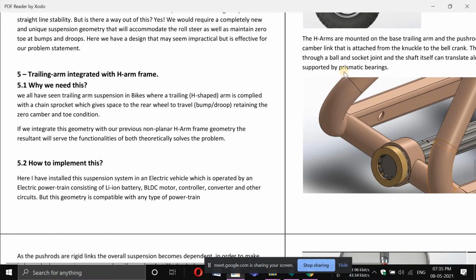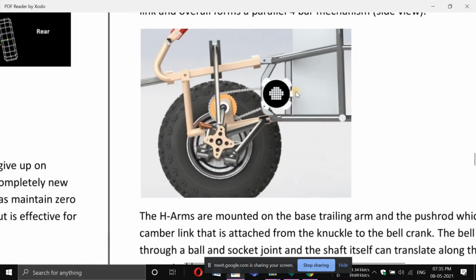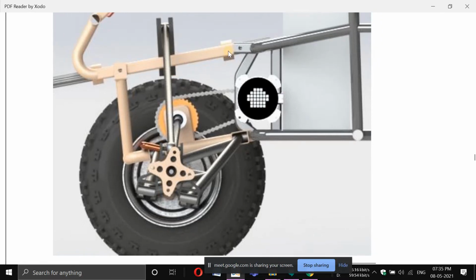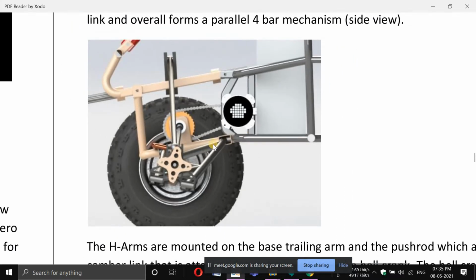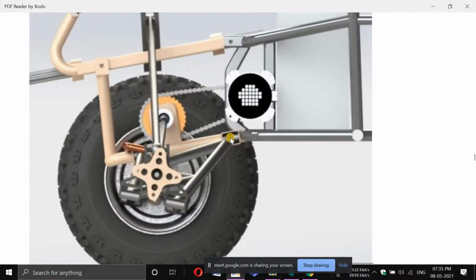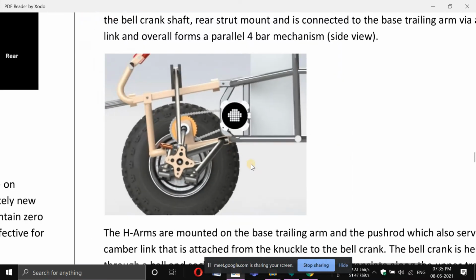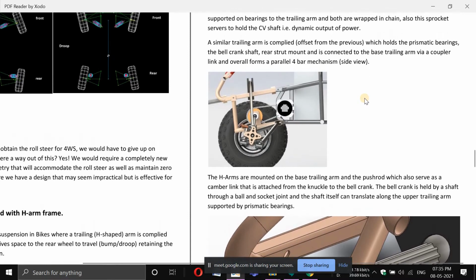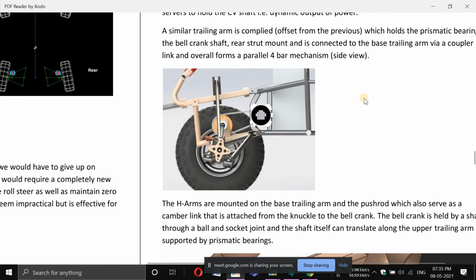In trailing arm suspension, sir, what happens is, suppose this is the trailing arm. We have mounted the H-arm on the trailing arm. These two frames, these two lines, the axis which I was talking about, the inboard axis, if that axis was to be trailed along a member, so how should I put it?